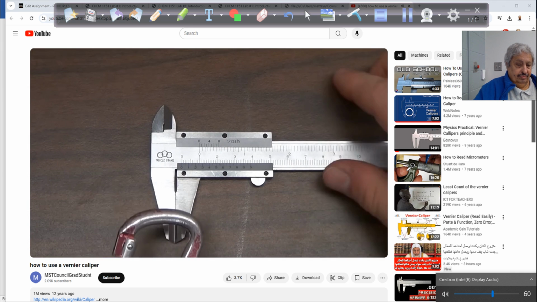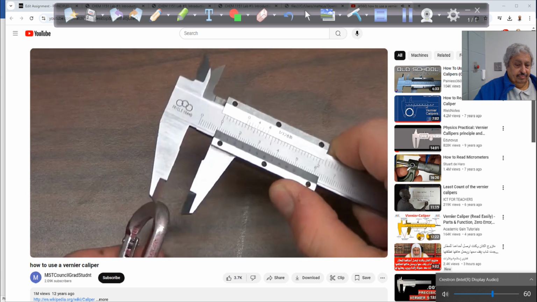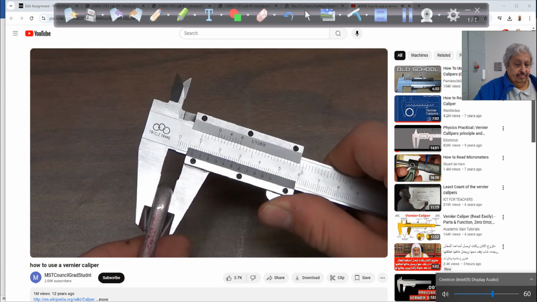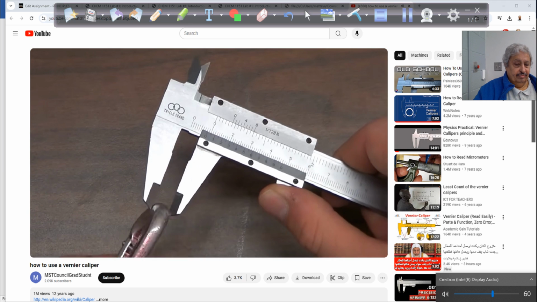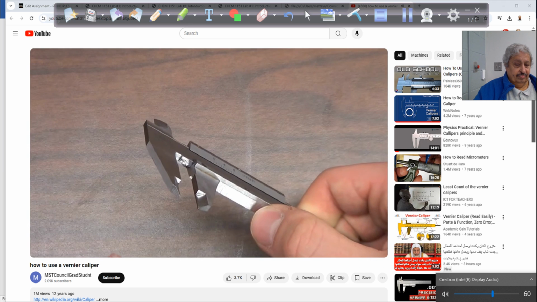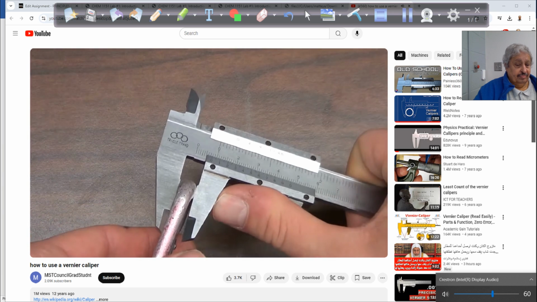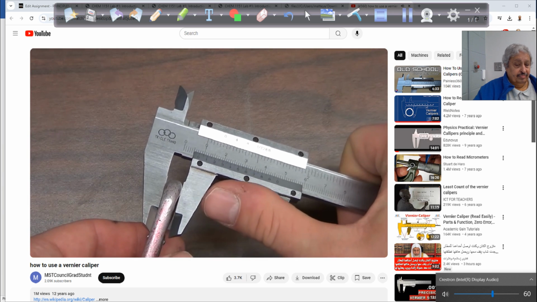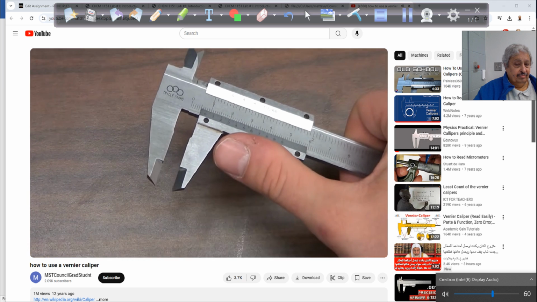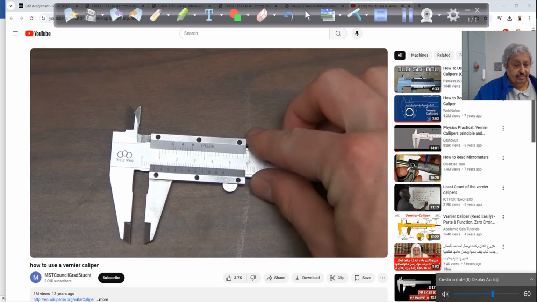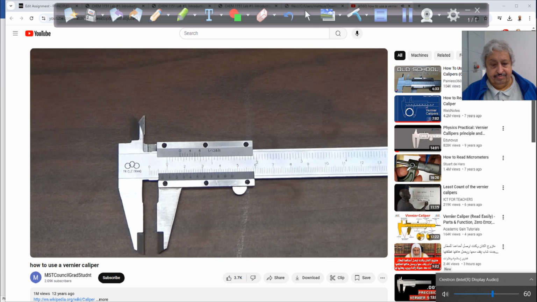We'll put our measurement object here between the teeth of the vernier scale, and we'll close it. When we're measuring something, there's a flat side here, and we'll want to put our device in that, and then close it with a little bit of pressure. And with that value, we're going to see what the measurement is.